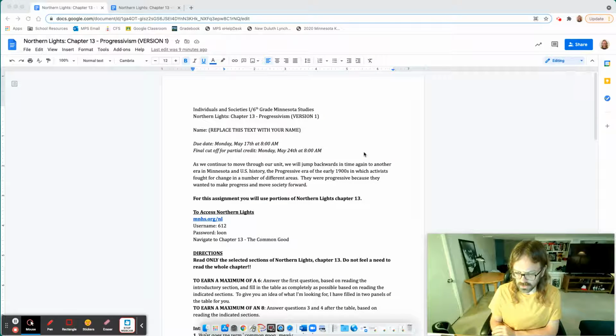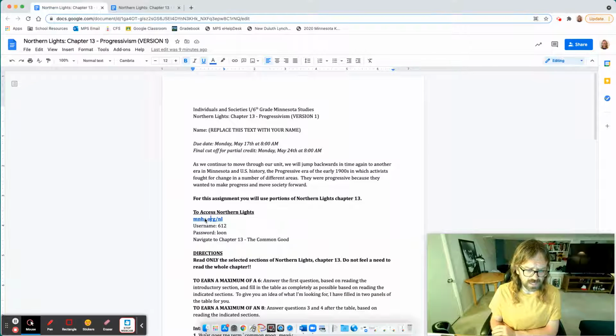To do this, you're going to be using your Northern Lights text, portions of the Chapter 13 Northern Lights text. There are two different versions of this assignment. Most of you will have version 1. A few of you will have version 2. If you have version 2, the directions for version 1 still mostly apply. There'll just be a couple slight tweaks that should be pretty apparent as you look at your version.